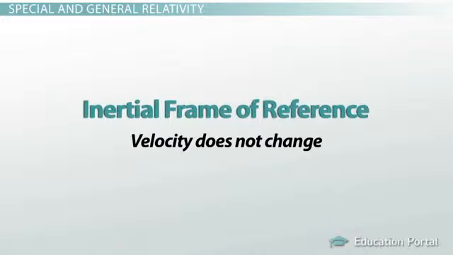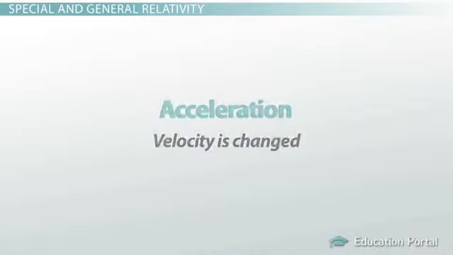Light speed is constant for what we call an inertial frame of reference, in which velocity does not change. However, if motion is disrupted by an external force, then velocity is changed. In other words, acceleration occurs.